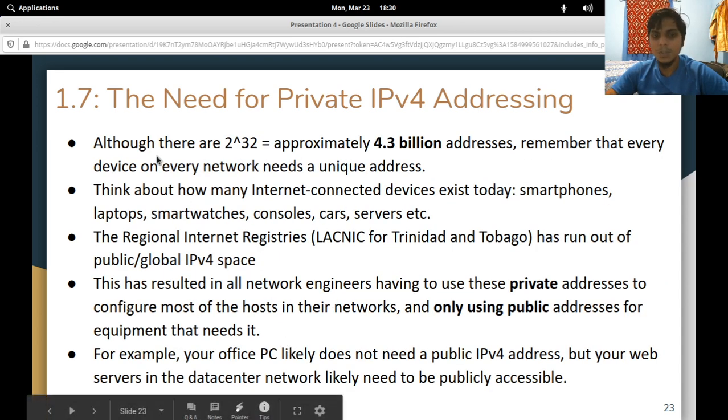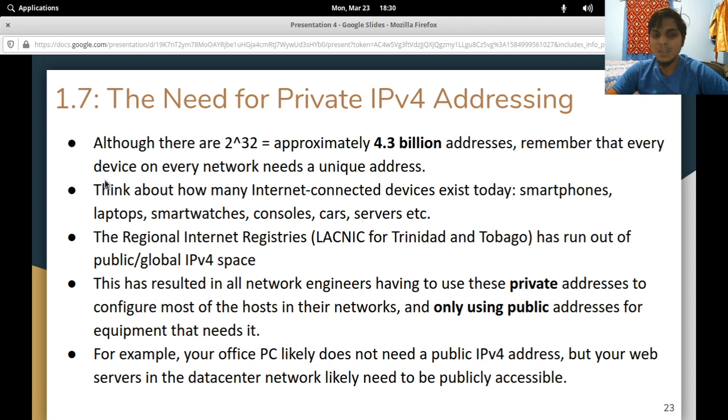Right, so although there are 2 to the power 32, which is approximately 4.3 billion addresses, remember that every device on every network needs a unique address. Think about how many internet connected devices exist today, or how many internet devices you have. Smartphones, laptops, smartwatches, consoles, cars, servers, random Raspberry Pis, a bunch of sensors, cameras, everything is connected.